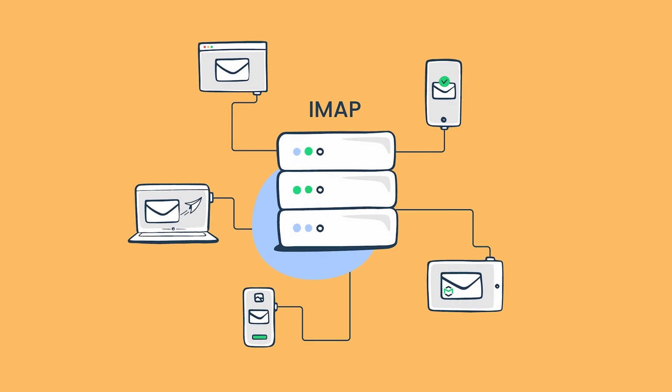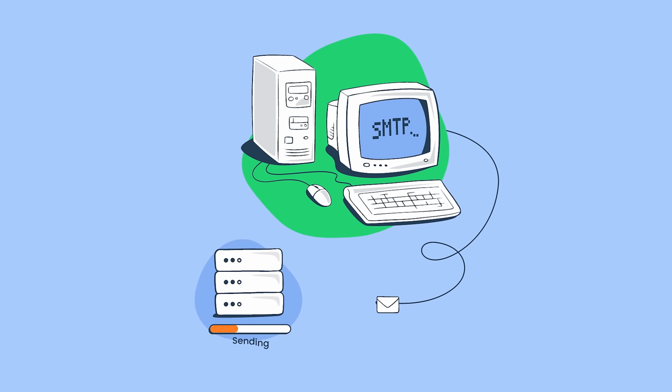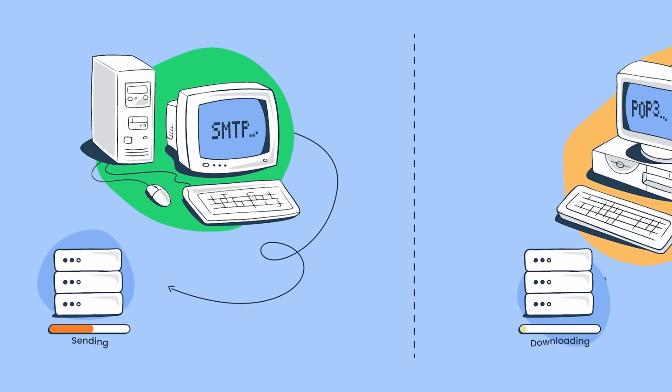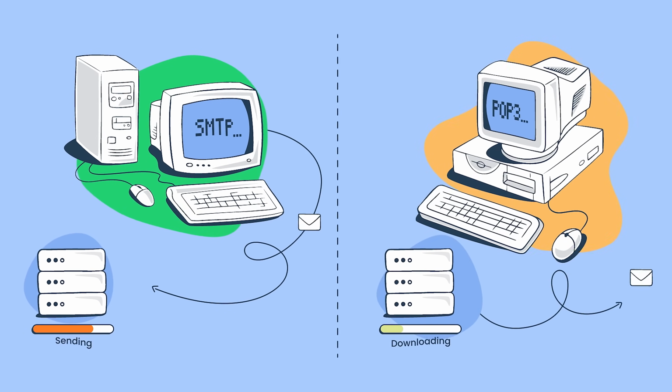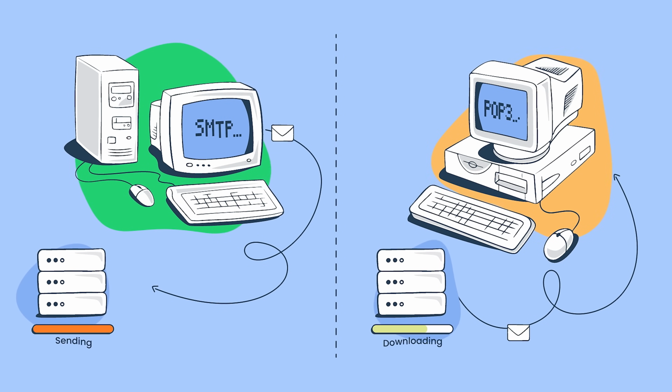So the main difference between SMTP and POP3 is that SMTP focuses on sending, while POP3 deals with receiving and storing emails. And that wraps up our overview of SMTP and POP3.